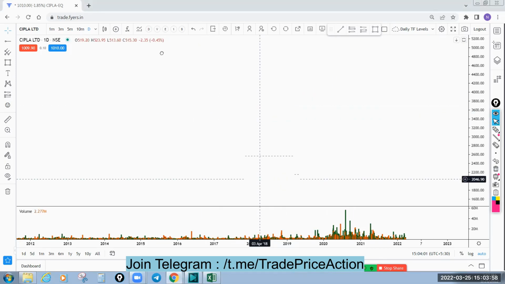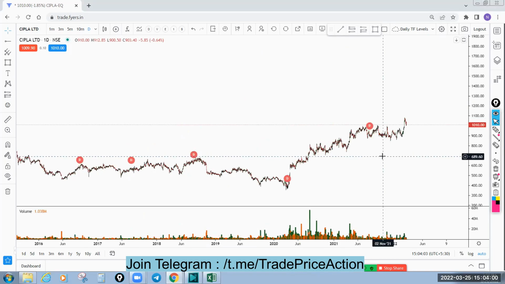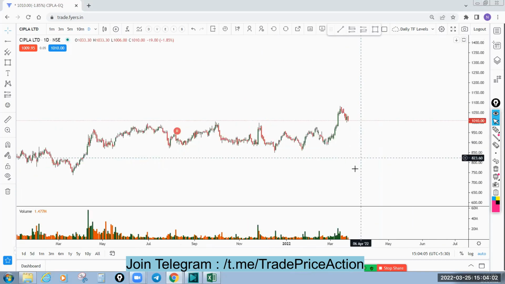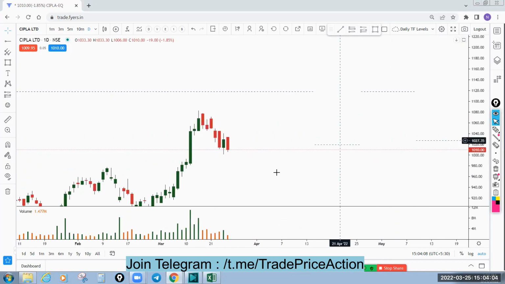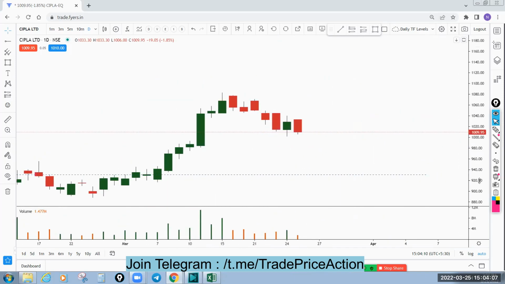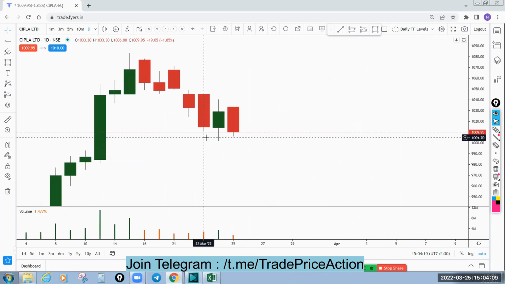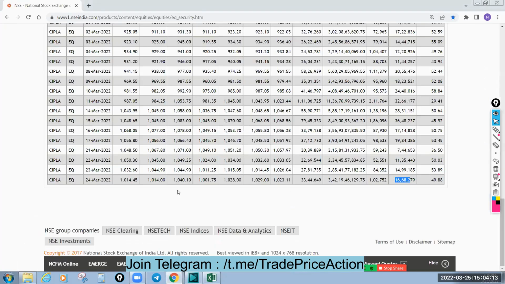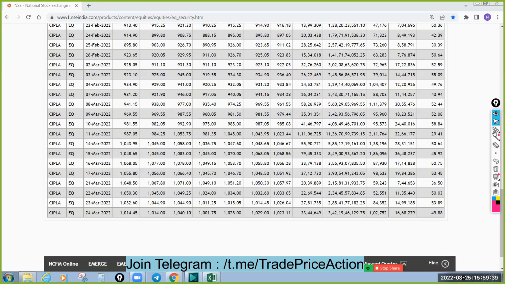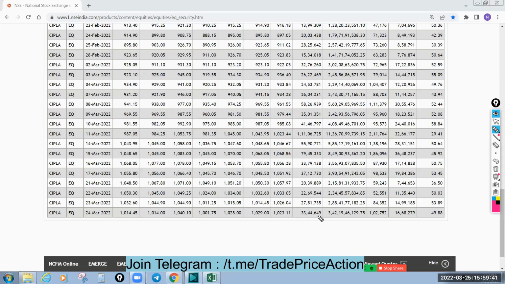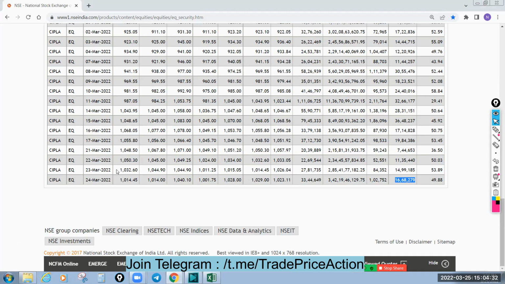So let us see Cipla today. For the last 2 days, 23rd March and 24th March, first we'll check the volume and delivery volume. This is the volume and this is the delivery volume. Volume has broken out and delivery volume has also broken out. So this is the criteria for selection of the stock.